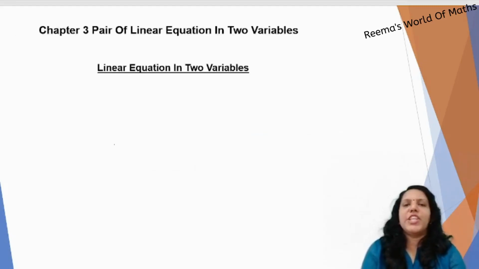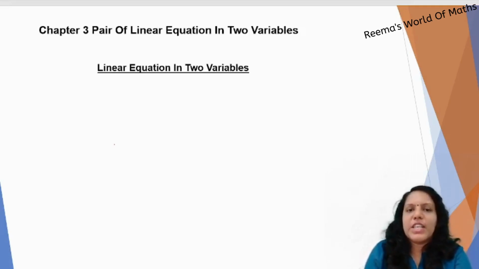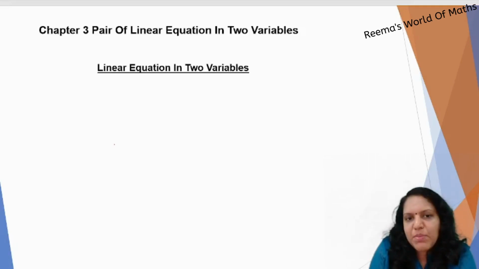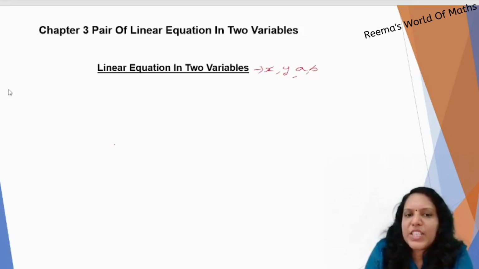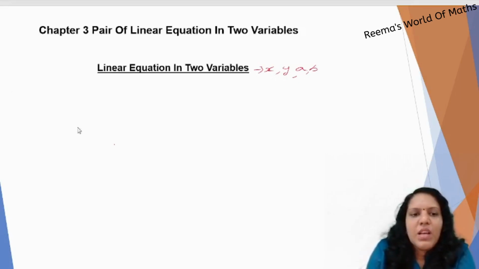So, pair of linear equations in two variables. We are learning about linear equations in two variables. We have seen so many equations. We know what a variable is: variables are any alphabets, like x, y, a, or b. And we know what linear is: a linear equation is an equation with the highest power 1.